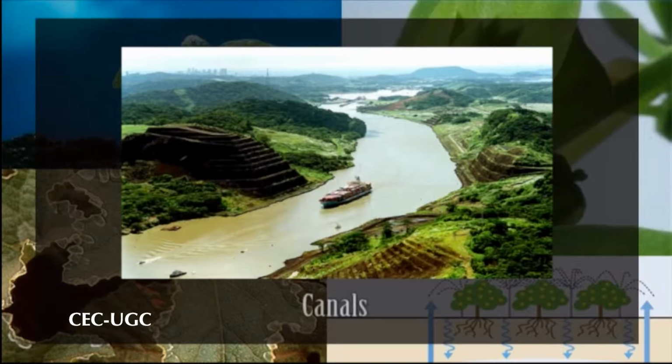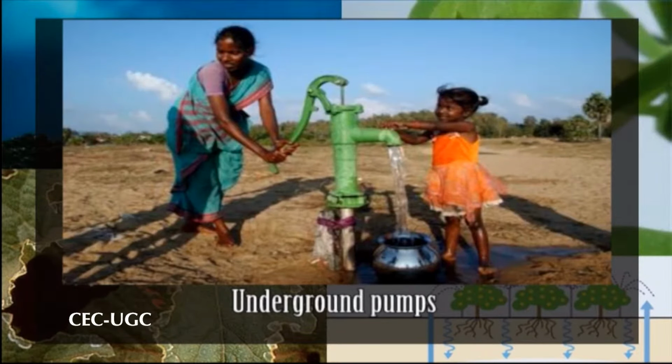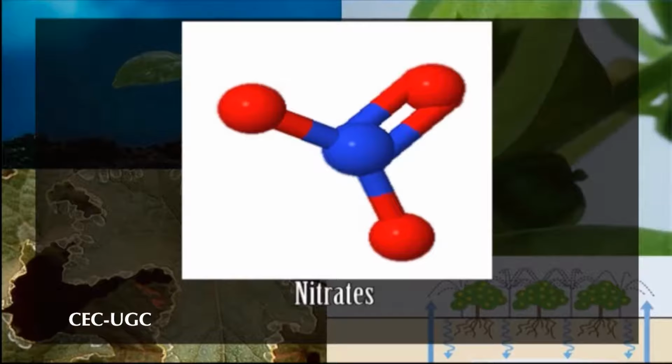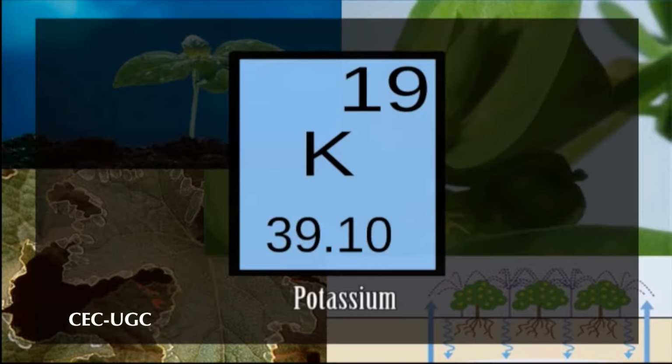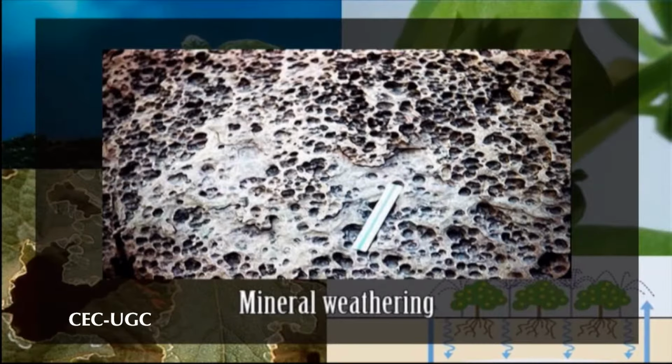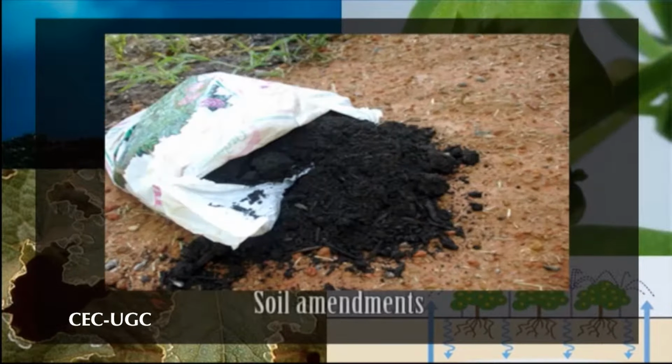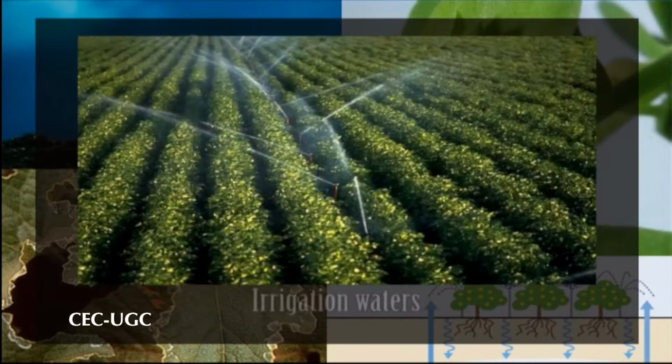All soils contain salts and all irrigation waters, whether from canals or underground pumps, including those considered of very good quality, contain some dissolved salts. In fact, salts are a common and necessary component of soil, and many salts, for example nitrates and potassium, are essential plant nutrients.